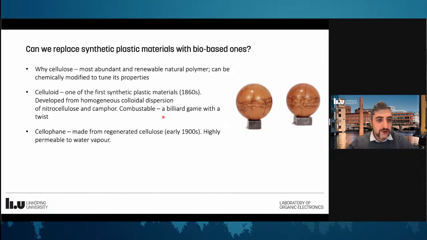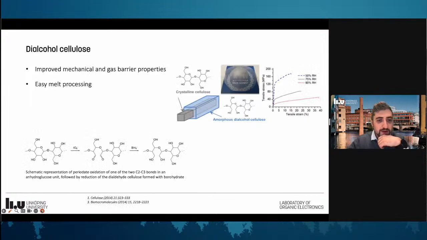Another material that we all know is cellophane, which was made from regenerated cellulose more or less at the beginning of the last century. Looking at cellophane, I remember it from when I was a kid, it looks like just a regular plastic material. However, the problem is that it's highly permeable to water vapor, and this is something that we want to prevent in general, although this is quite tricky. However, people haven't stopped trying to replace synthetic polymers and plastics with bio-based ones.